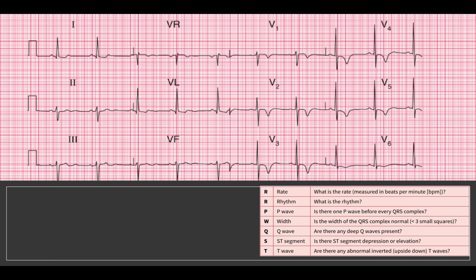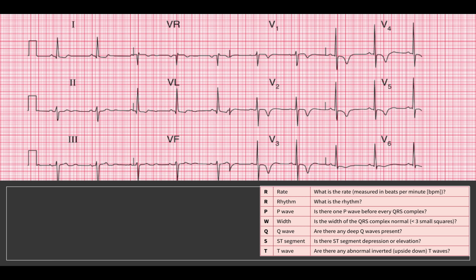Now let's look at another ECG. Again, we start off with the same procedure. You look at all the different leads, and you try to look away from the ECG. Do you see any abnormalities? In V4, V5, V6, you see inverted T waves straight away. From far away you can clearly see it.